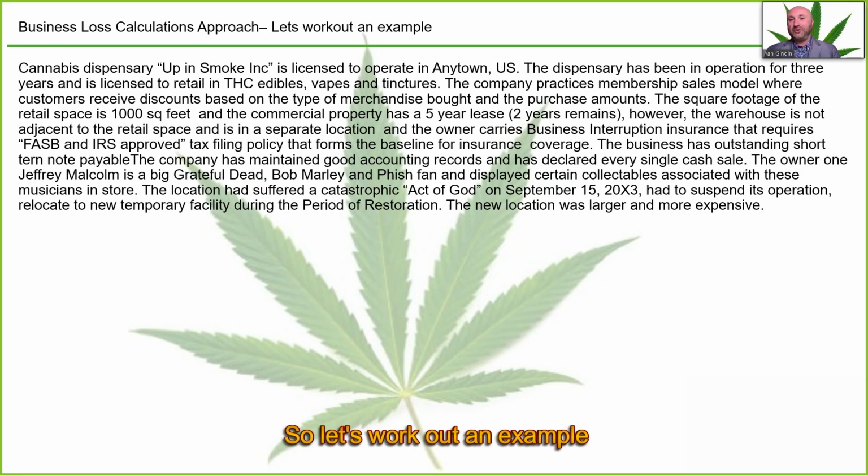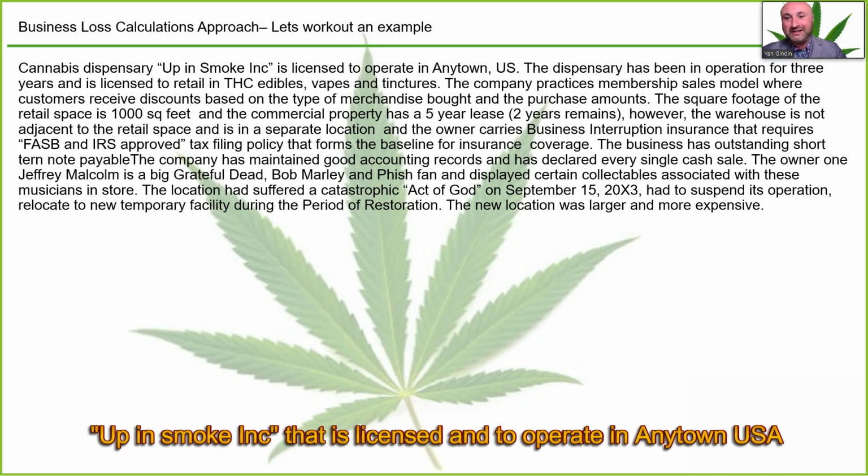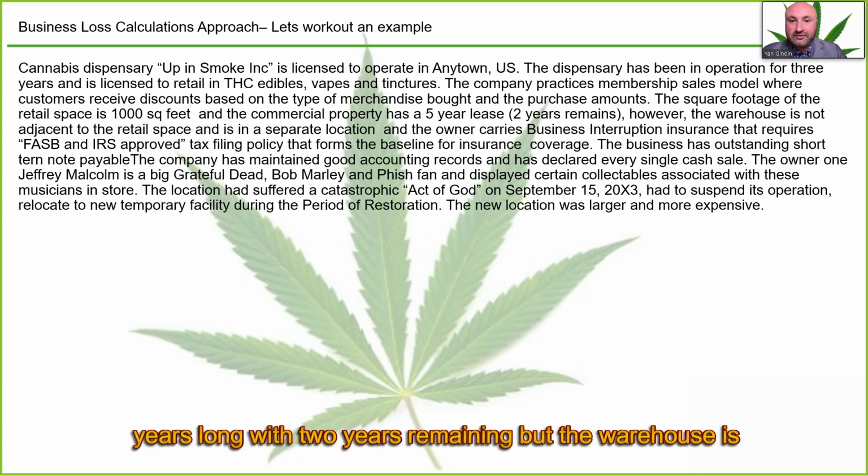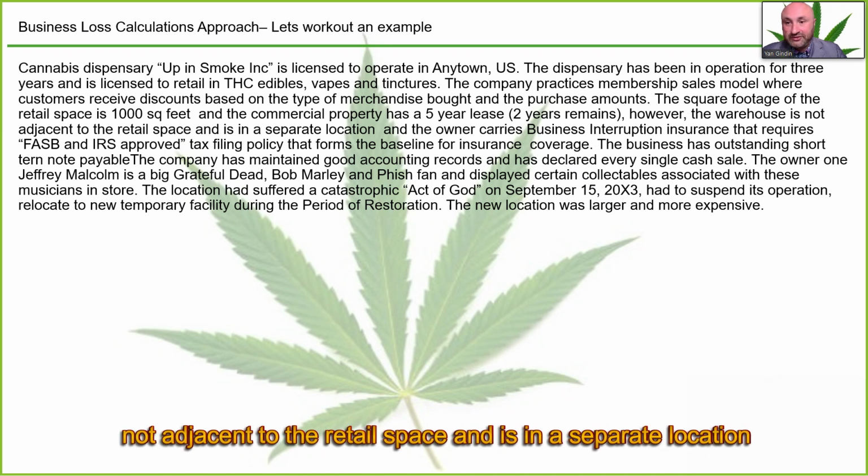All right. So let's work out an example. We have a cannabis dispensary. Please allow me the literary license: Up and Smoke Incorporated, that is licensed to operate in any town, USA. The dispensary has been in operation for 3 years and is only licensed to retail edibles, vapes, and tinctures. The company practices a membership sales model where customers receive discounts. The square footage of the retail space is 1,000 square feet, and the lease is 5 years long with 2 years remaining. But the warehouse is not adjacent to the retail space and is in a separate location.